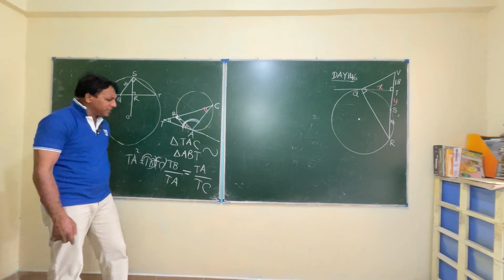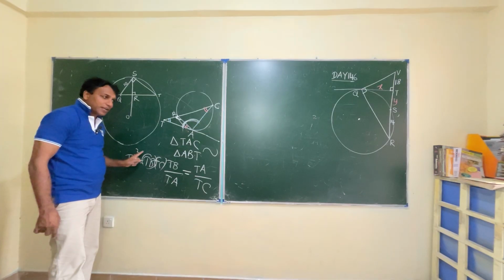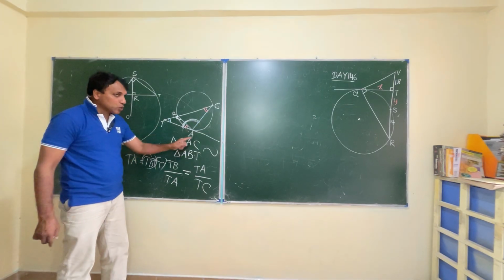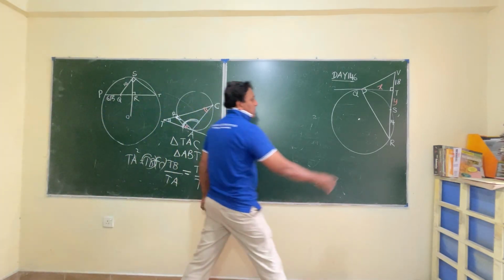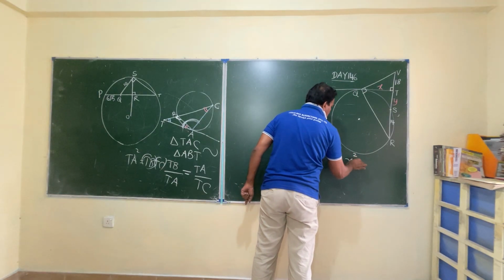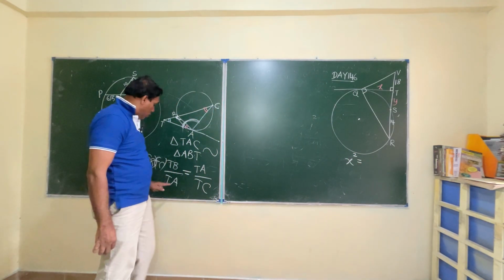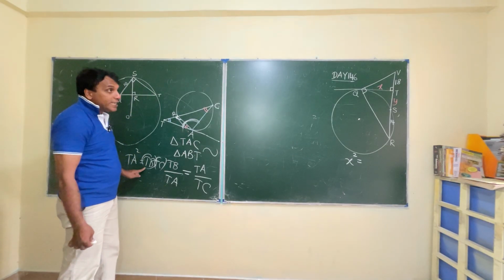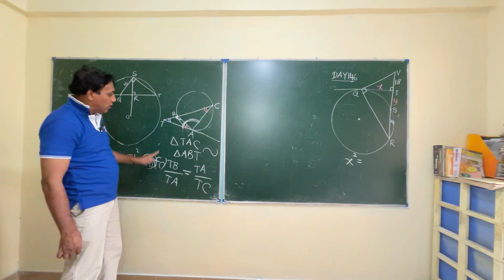Listen to this theorem. How is that? TA square, the length of the tangent, x square equals TB into TC, right?